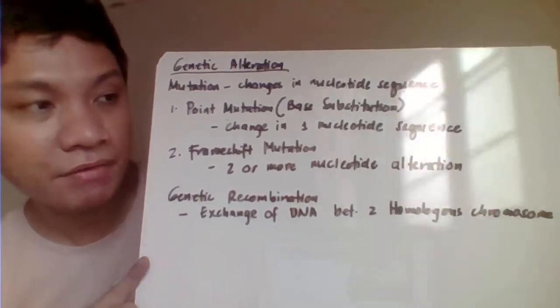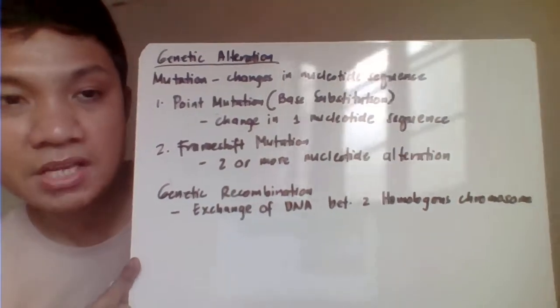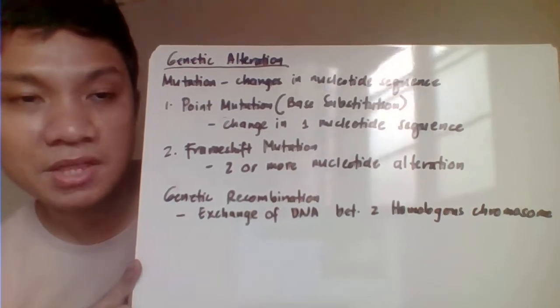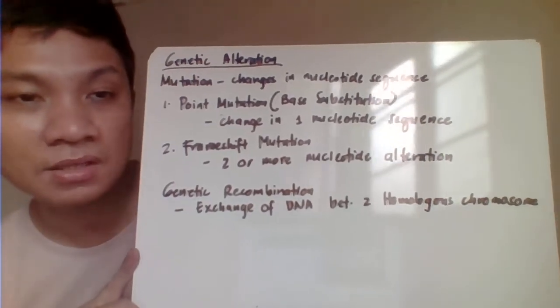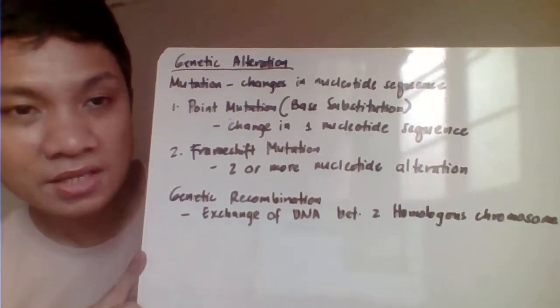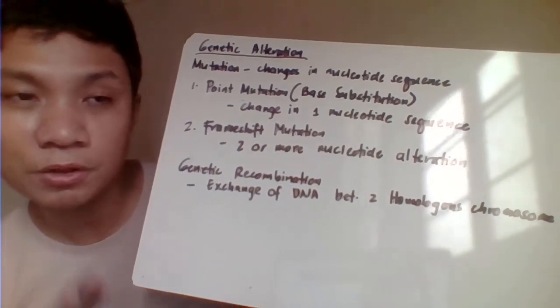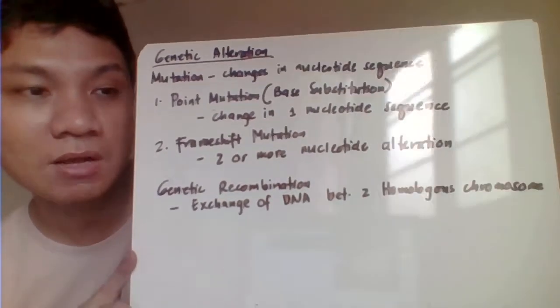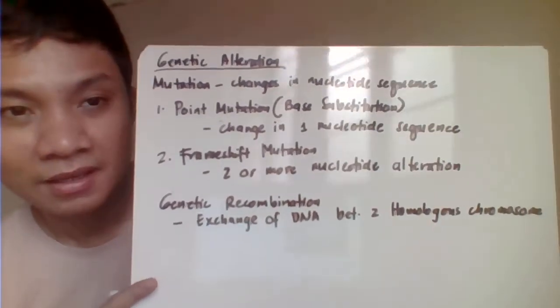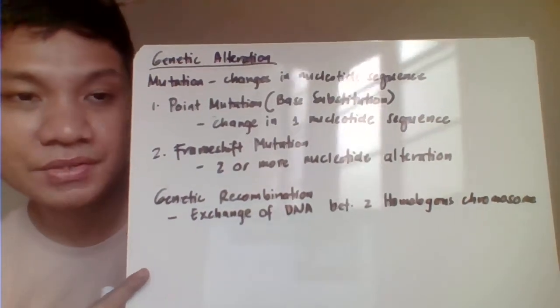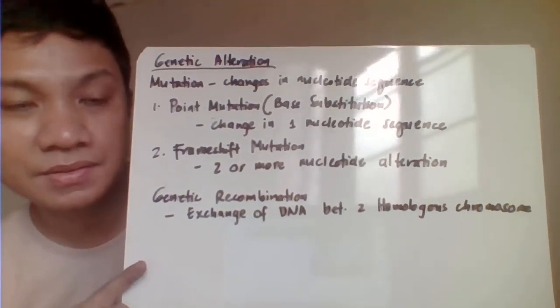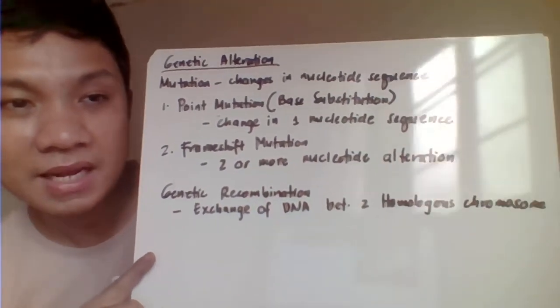On the other hand, we also have the frame shift mutation. The frame shift mutation here is a type of alteration characterized by changes in two or more nucleotide sequences. Okay, the next one, we have genetic recombination, which is the process whereby DNA is recombined or exchanged among homologous chromosomes of two or more bacteria.